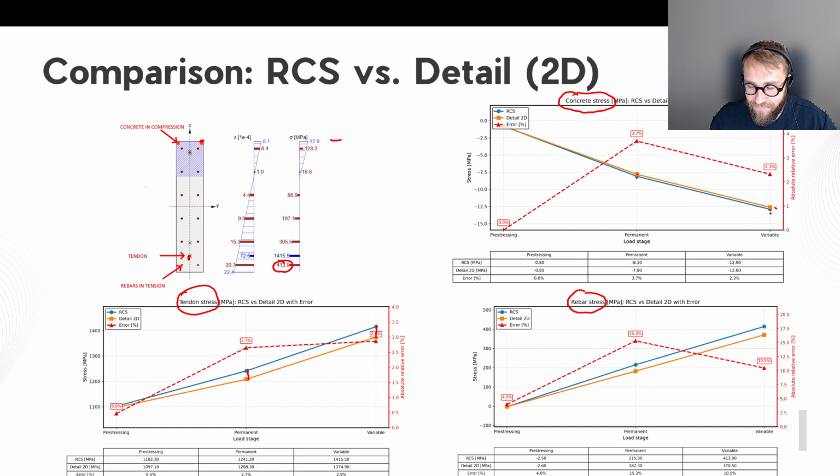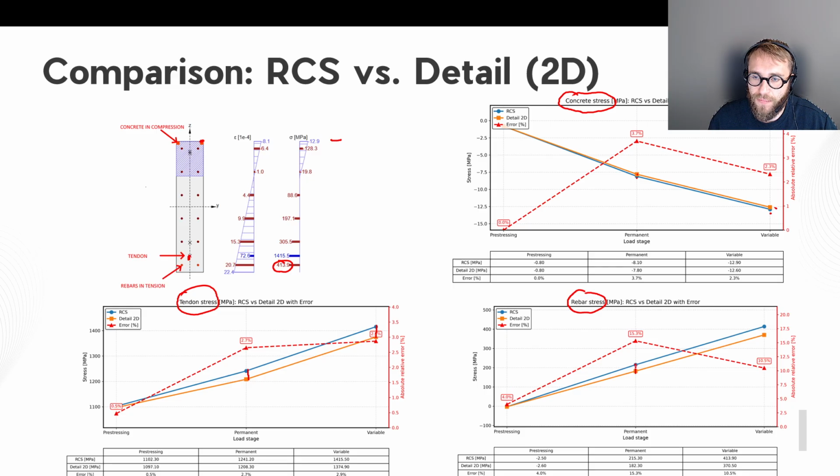lying basically, or leaning basically, on the rebars. Why? You will see, at first the values.